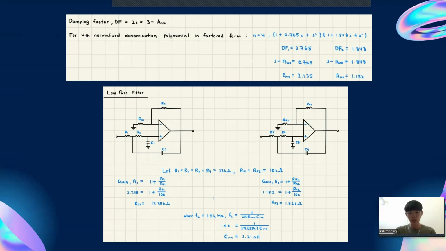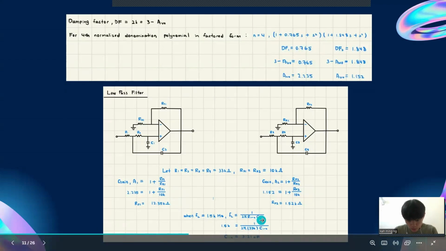When we want to calculate the capacitance in the circuit here, we will use the cutoff frequency formula, which is 1 over 2 pi RC, and the given value of the low cutoff frequency, which is 1.5 kilohertz. We sub it into the formula, and we will get the value of the capacitance, which is 3.21 nanofarad.